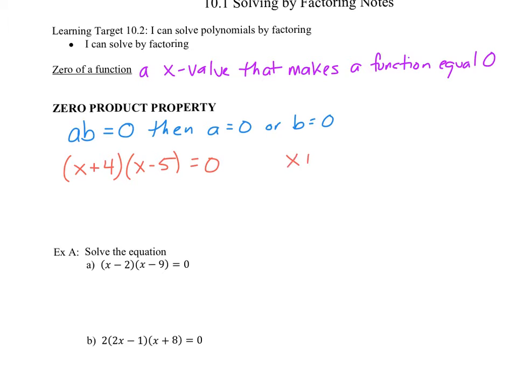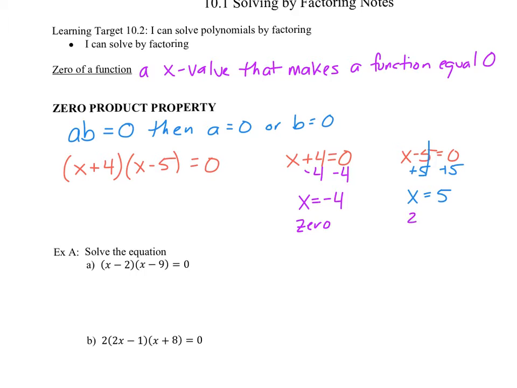So I'm going to do x plus 4 equals 0. To solve that, I would subtract 4 from each side. So x equals negative 4. This is a 0 of that function. And then I do the same thing with my x minus 5. I take x minus 5 and set it equal to 0, and I solve that by adding 5 to each side. So I get x is 5 for this one.